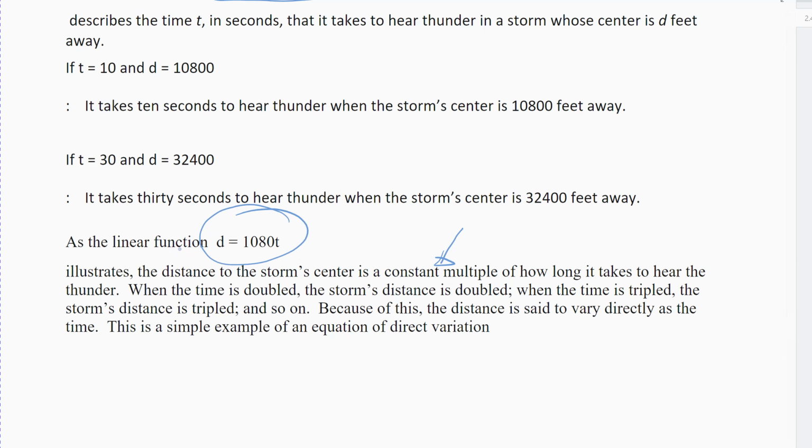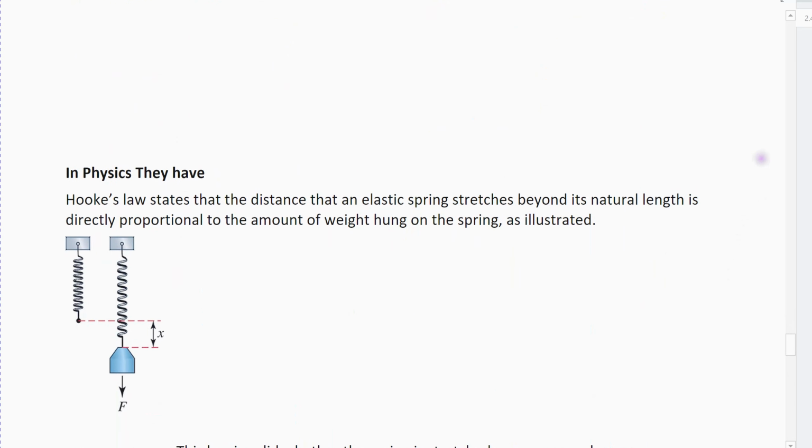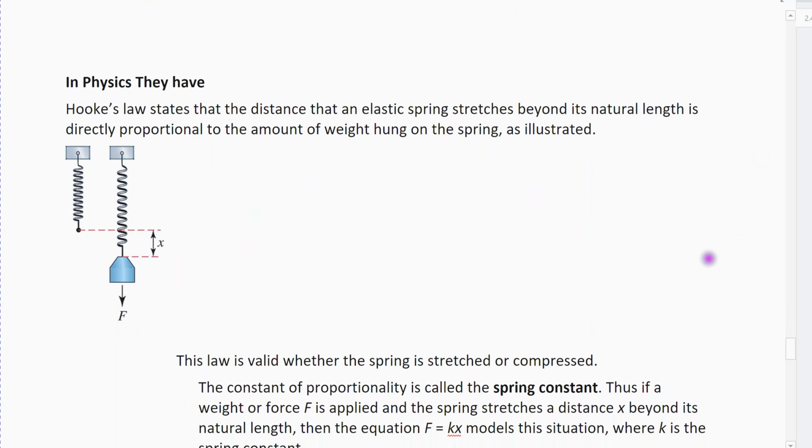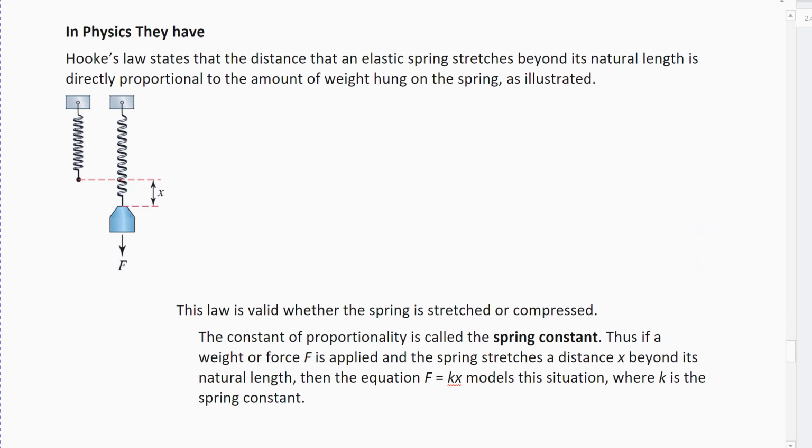Now we're just going to look at some other examples. Like I said, we're going to do one in physics. If you've ever taken a physics class, you would have done Hooke's Law in high school. If not, if you take a physics class in college, or even if you go into calculus, this is a law that they cover in both of those classes. And so Hooke's Law is an example of direct variation.